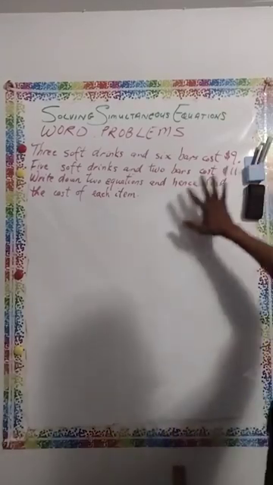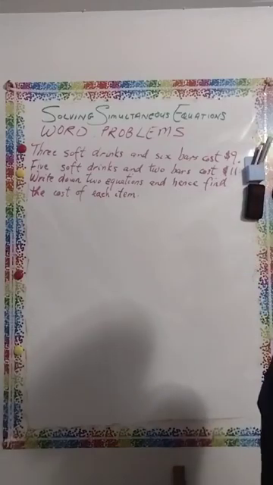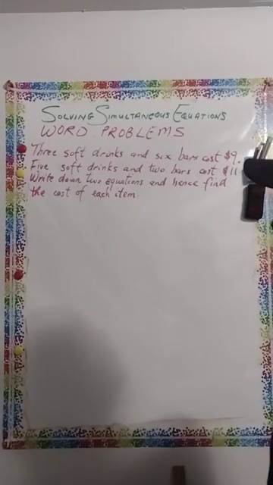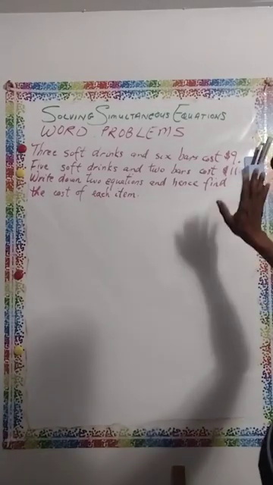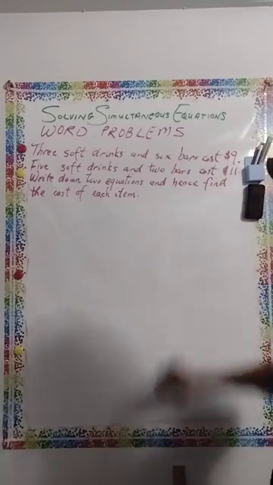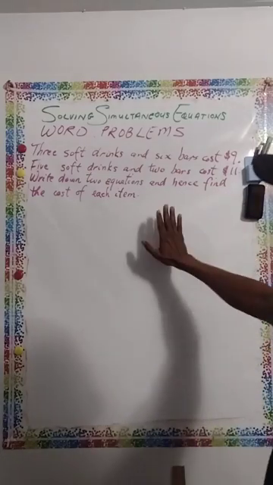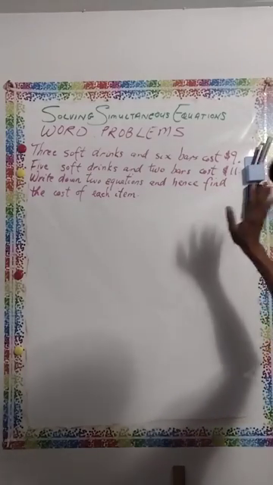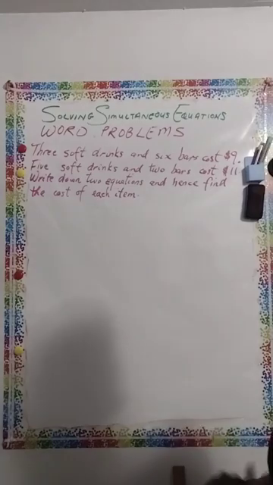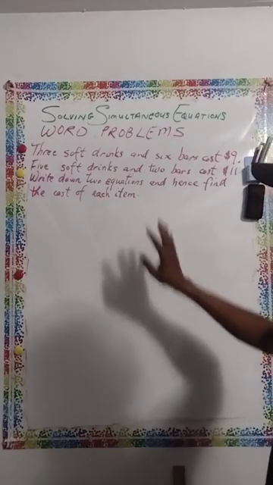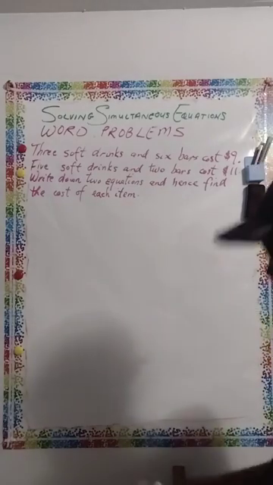Now we're going to be examining word problems in simultaneous equations, right? So 3 soft drinks and 6 bars cost $9. 5 soft drinks and 2 bars cost $11. Write two equations and hence find the cost of each item.